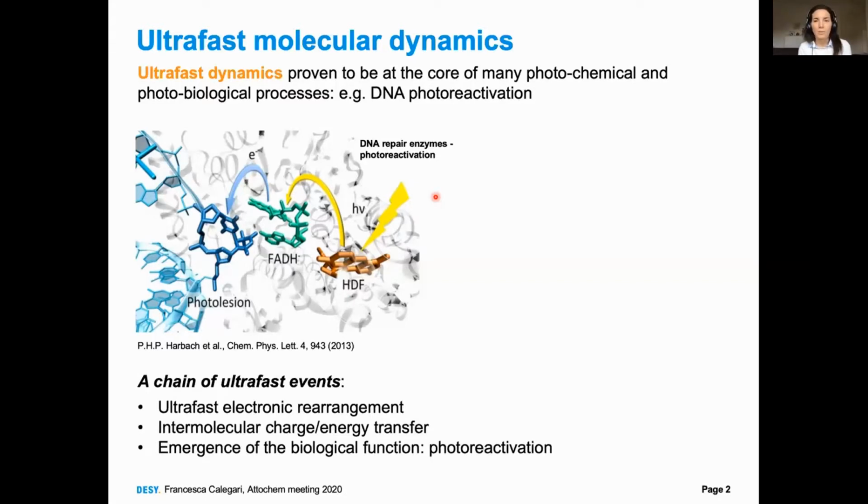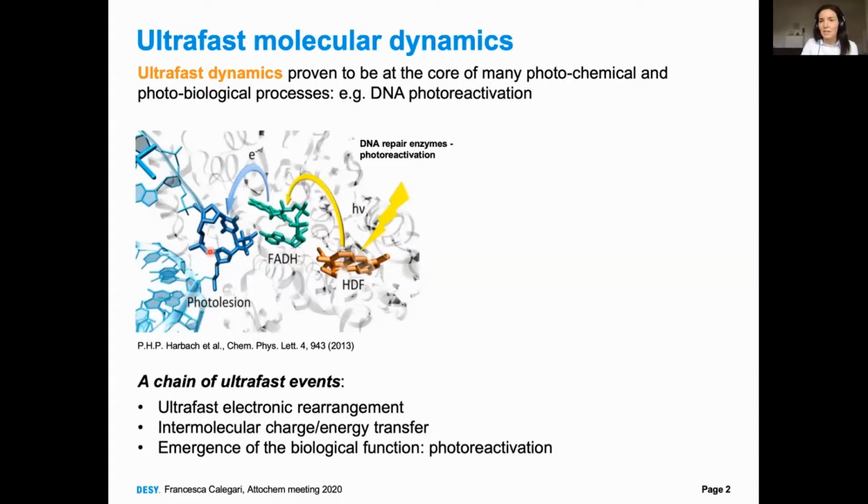The absorption of light is creating a damage in the DNA, and this is resulting in the pair of the pyrimidine bases, so it creates a pyrimidine dimer. But light can also repair DNA, and this is done by the photolyase enzyme. As you can see here, it's quite a complex molecule. The repair happens in a chain of events, which starts with an electronic rearrangement occurring in the HDF complex, which is then resulting in an energy transfer to the FADH charge donor complex, which is then transferring electrons to the pyrimidine dimer and finally breaking this bond and repairing the DNA.